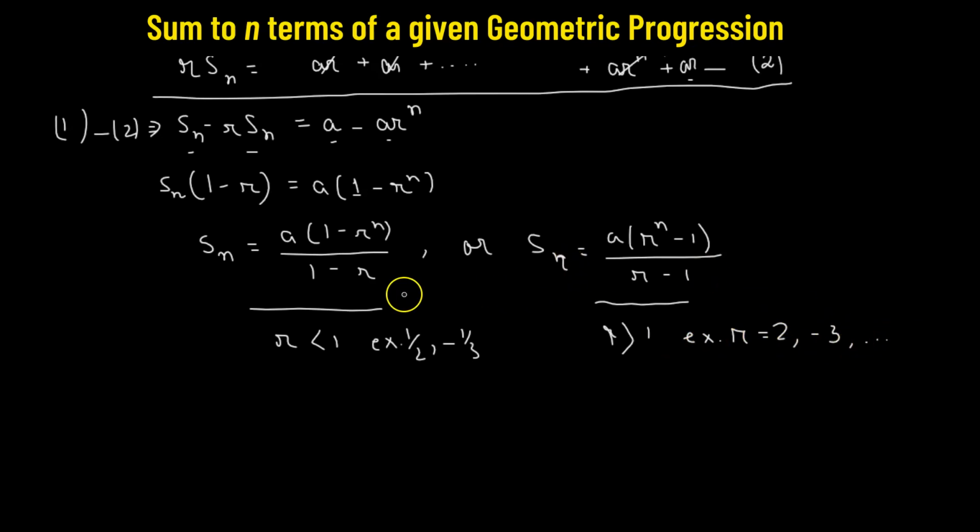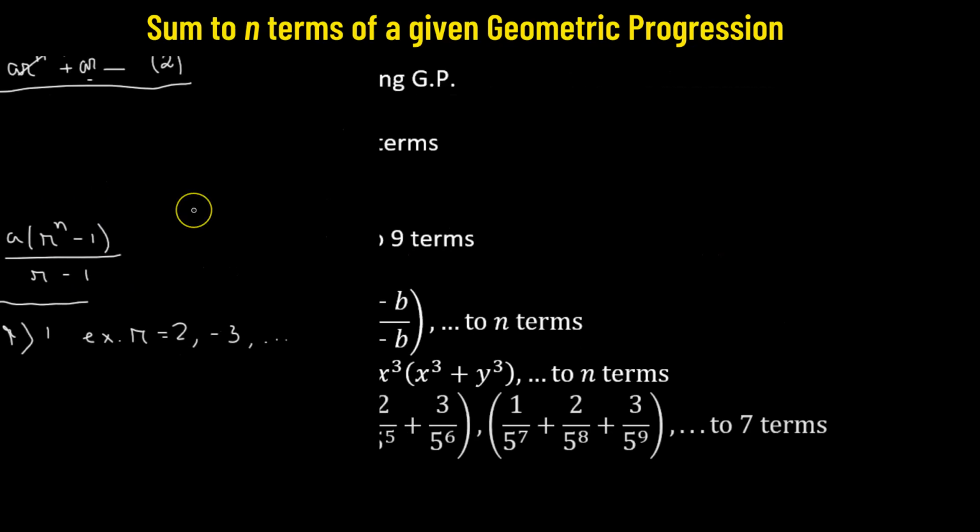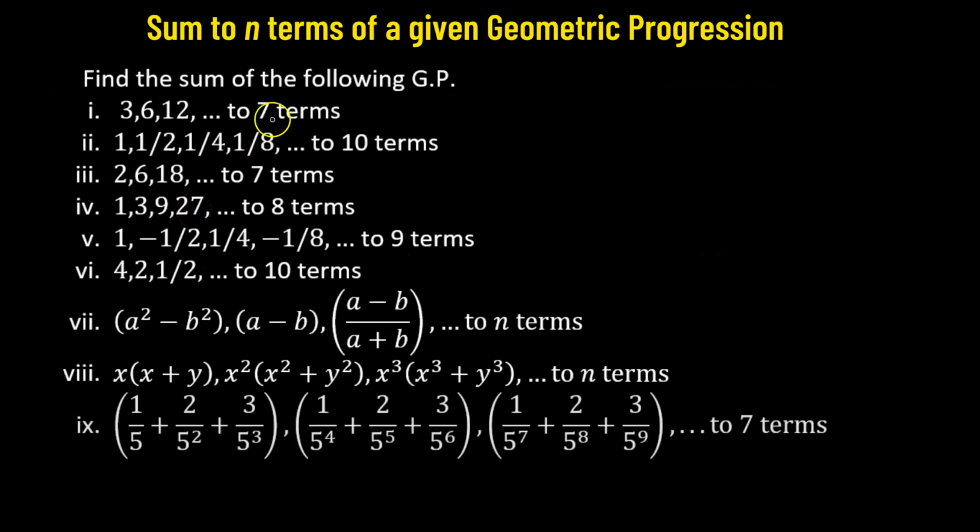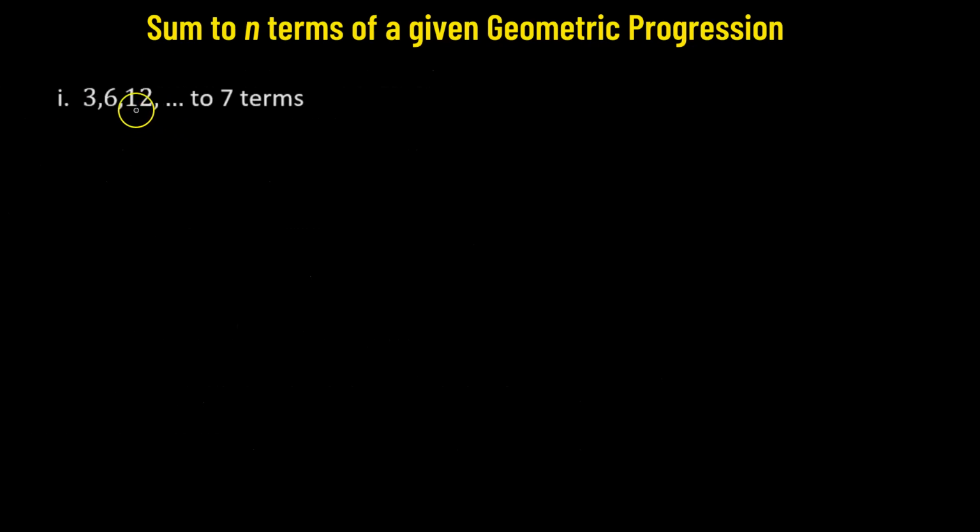Right. So now that we have the formula for finding out the sum up to the n terms of a given geometric progression, let's try this out with the help of few examples. So we have these following problems. In each of them, we need to find out the sum up to the given terms. So let's begin with number 1. So we have the geometric progression 3, 6, 12, and we need to find out the sum to the 7 term. So let's first note down what we are provided with.